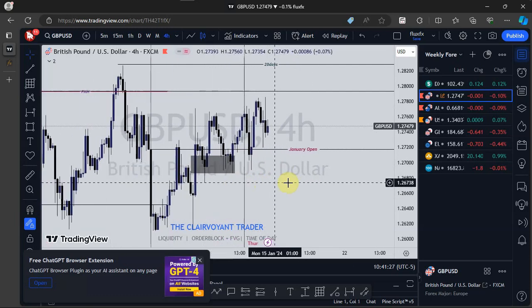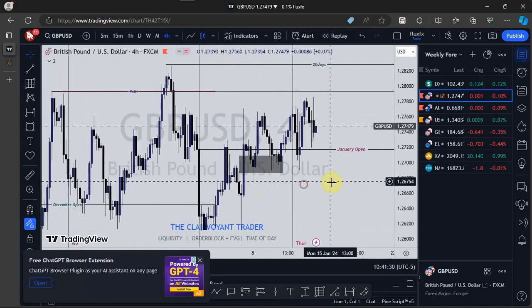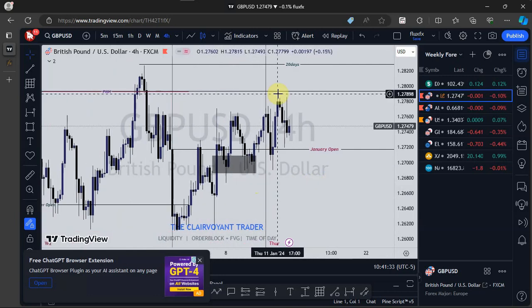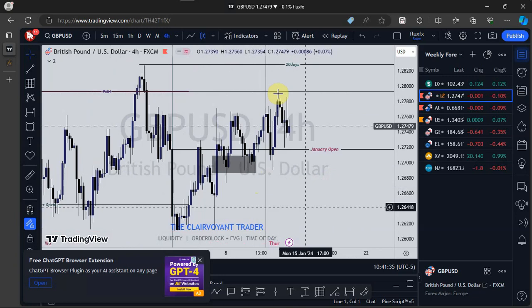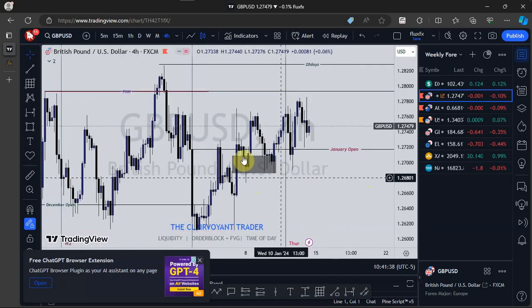So I asked all my VIP subscribers to close the trade. Yes, and the next day we saw price pushing to the upside. So as it stands now, price is stuck within this range, this range high and this range low.